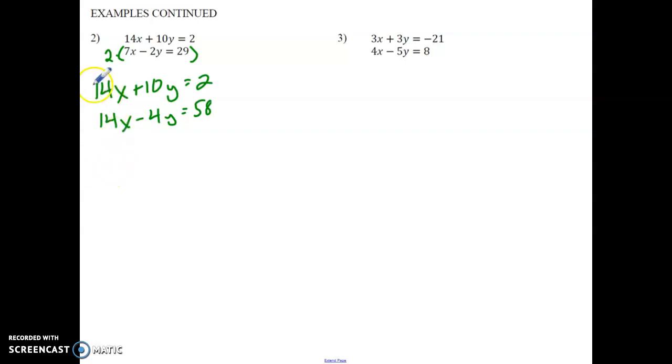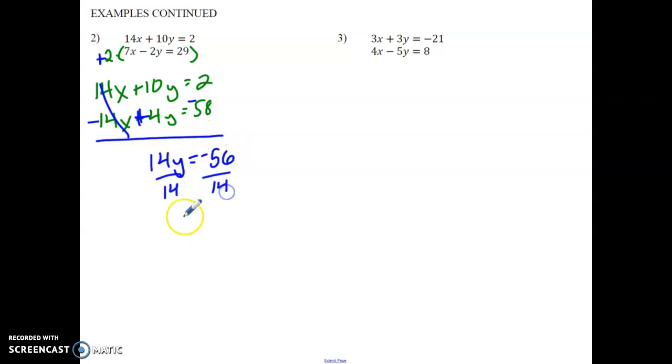So there are two possible ways you can handle that. You can start by multiplying by -2 to begin with, which I don't actually like doing. I multiply by a positive, and then I change all my signs, which is what we did in the last lesson. So change to a negative, +4, -58. So 10 plus 4 is 14. 2 and -58 is -56, and then divide by 14. So -56 divided by 14 is -4.